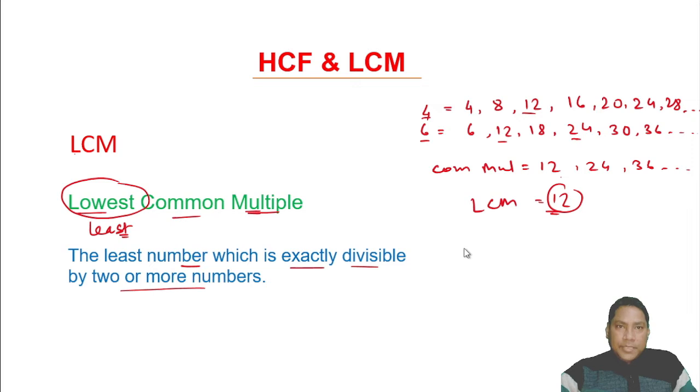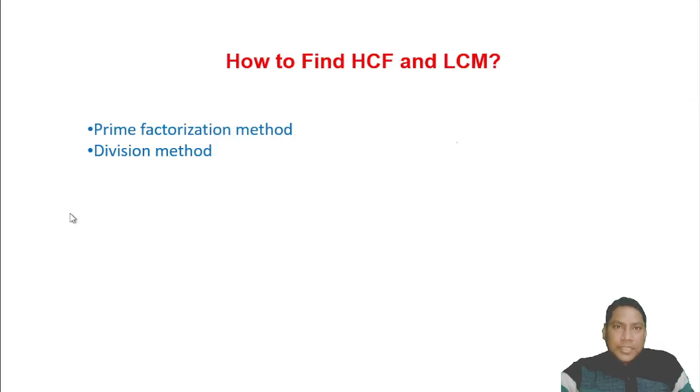Now, which are the methods to take out the HCF and LCM? There are two methods to take out the LCM and HCF. One is the prime factorization method, another is the division method. First of all, we'll look into the prime factorization method. We'll take an example and understand it. We will take the example of 12 and 18 here also.